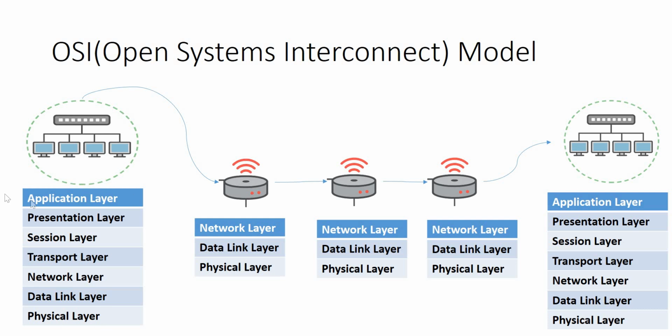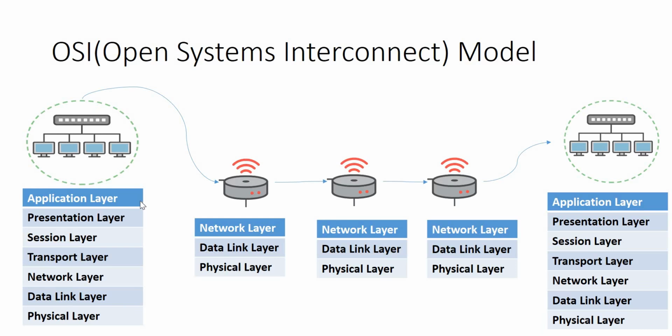As in the diagram, we have 7 layers: application layer, presentation layer, session layer, transport layer, network layer, data link layer, and physical layer. All these layers have corresponding roles to help the effective communication from source to destination in a network. Here, each layer will use the services of the layer below it. For example, the data link layer will use the services of the physical layer, and the network layer will use the services of the data link layer, and the transport layer will use the services of the network layer, and so on.